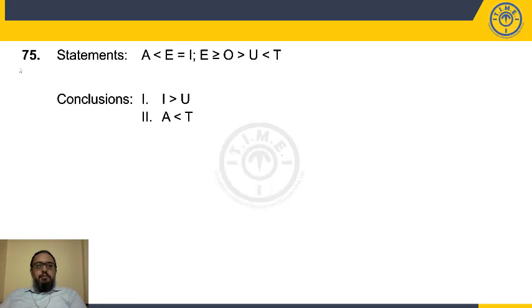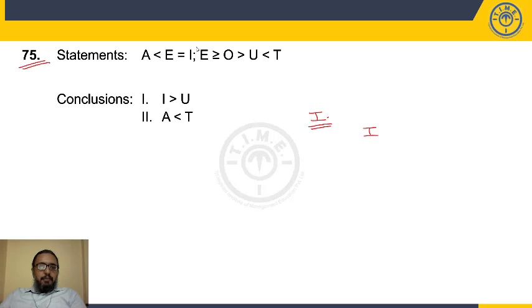So now question number 75. This is symbols and notations. The statements are given. Now we will have to see which conclusions will logically follow. For the first one, I need to find a relation between I and U. So I will have to start from I and then end with U.